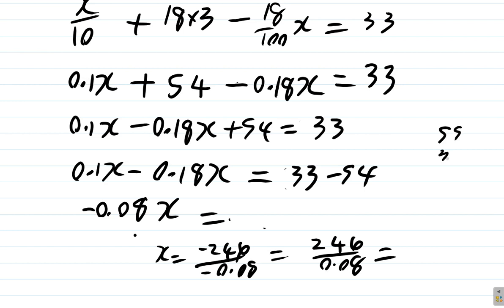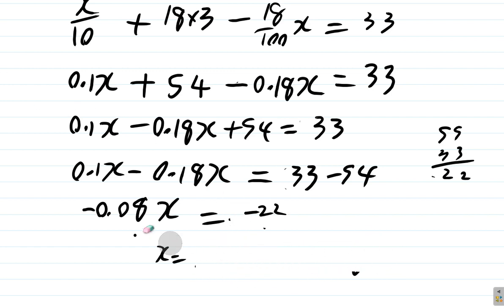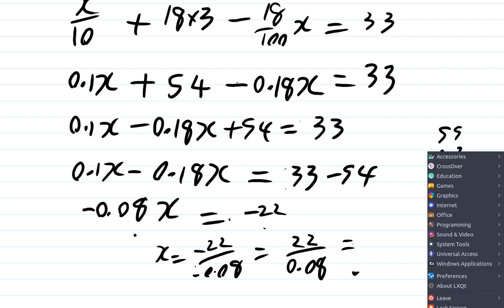If you have 54 minus 33, we would get 5 minus 3 is 2, 5 minus 3 is 2. It would be negative 22. So this would be negative 22 over 0.08, which is the same as 22 over negative 0.08, which is the same as positive 22 over positive 0.08. Right? So, that's what happened. I had the 33, and then I wrote 300. Right?